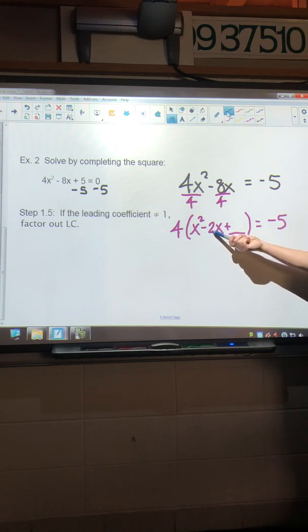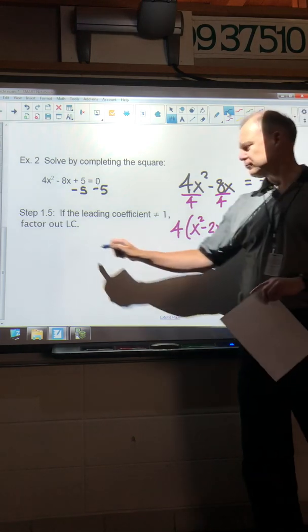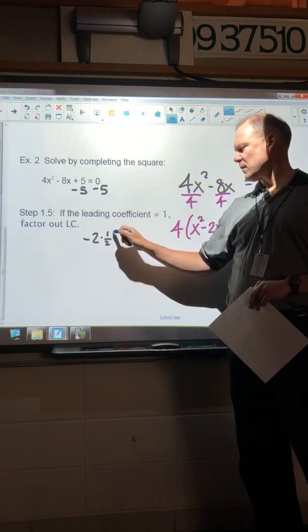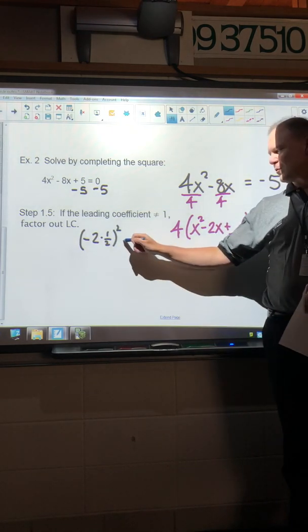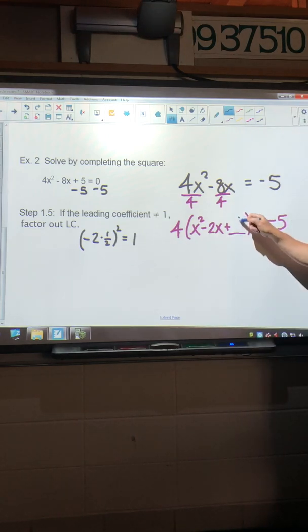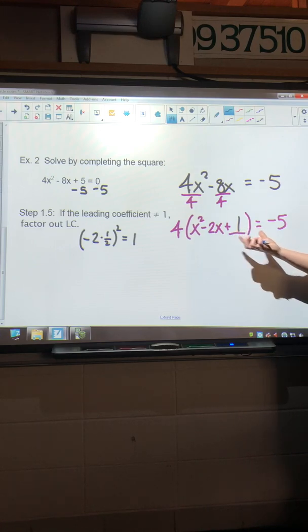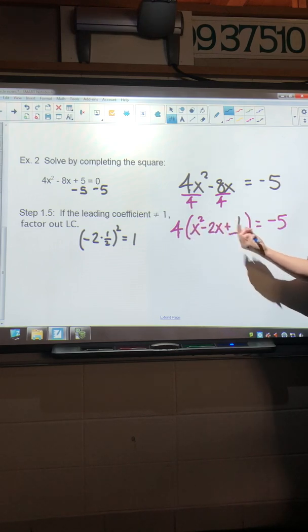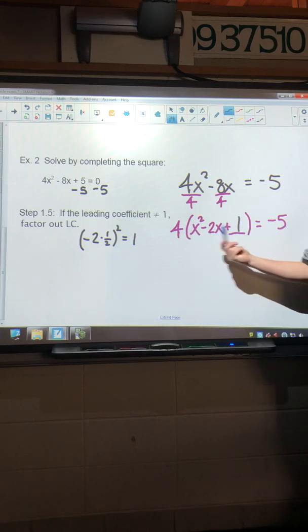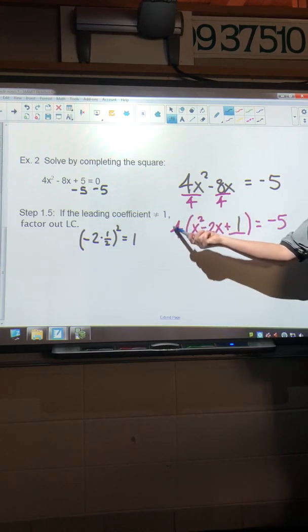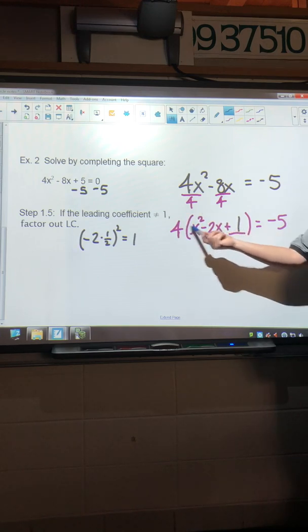Okay, so take half of the new b value. I'm going to take half of -2 and square that. Half of -2 is -1. -1 squared is 1. So 1 goes there. And then maybe you remember what to add to the other side. Technically we didn't add 1 to the left side of the equation. We added 1 times 4 because everything inside the parentheses is being multiplied by this 4. So I really added 4 on the left side of the equation here.